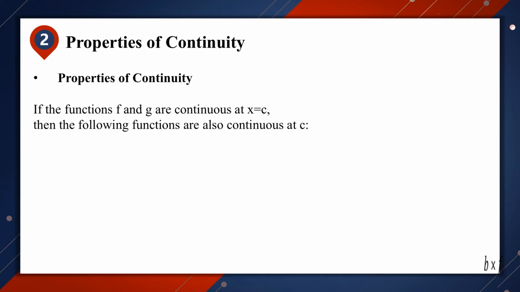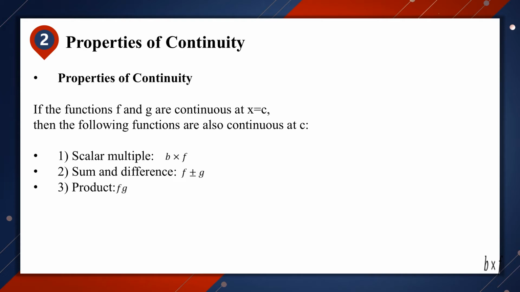Properties of continuity. If the functions f and g are continuous at x equal to c, then the following functions are also continuous at c. The first one is scalar multiple. The second is sum and difference. The third is the product. The fourth is the quotient. And the last is the composition of two functions.